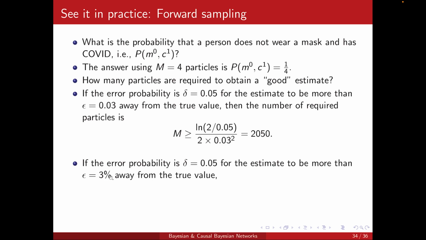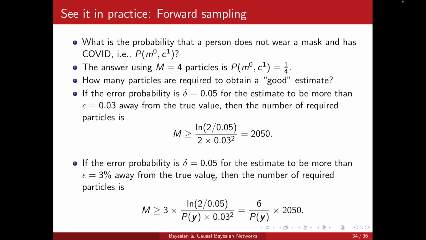Now instead, if you say that I want to have my estimate at most 3% off of the true value, and the probability of being off or making an error to be 5%, then we should use the Chernoff bound, and then we get the minimum number of required particles as 2050 times 6 over this value, p of y, the true value, which is clearly between 0 and 1, and therefore this number will be more than 2050.